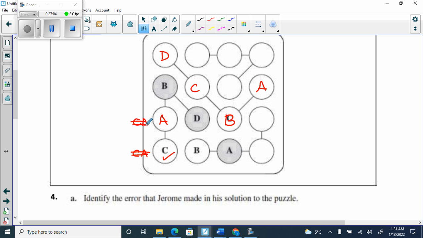Right. Then this would have to be a D. This would have to be a C because they're all connected. And this would have to be a D, and then A, B, this would be a C, A, this would be a B, and then this would have to be an A. And you're done.